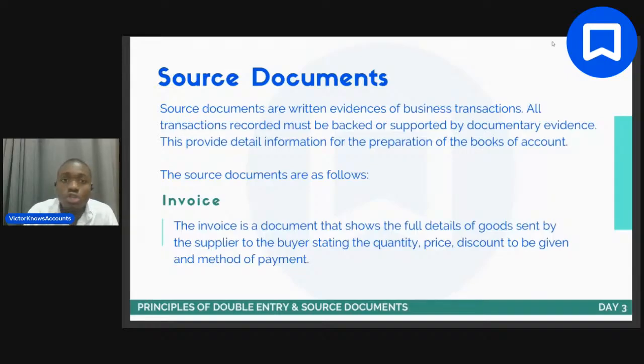All right, so source documents are what? They are written evidence of business transactions. Without them, we cannot believe. There is no other evidence that a transaction took place.